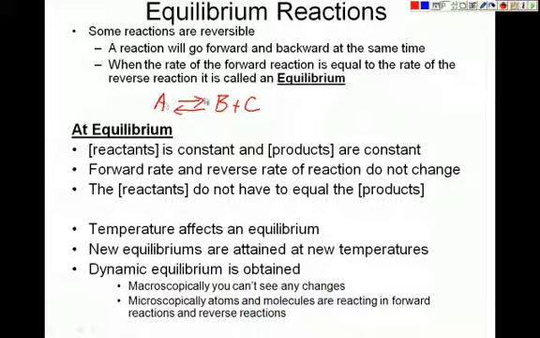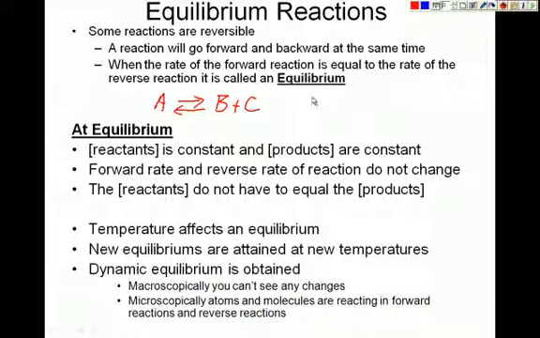Now, when the forward reaction is moving at the same rate as the reverse reaction, that is when it's called an equilibrium. So again, let's take this example of A turning into B plus C. If A is turning into B plus C faster than B and C combining and turning into A, then it's not at equilibrium. The rates have to be equal. The forward reaction rate has to be equal to the reverse reaction rate to be in equilibrium. And if the rates are equal, the concentration of the reactants is going to stay constant, and the concentration of the products is going to stay constant.